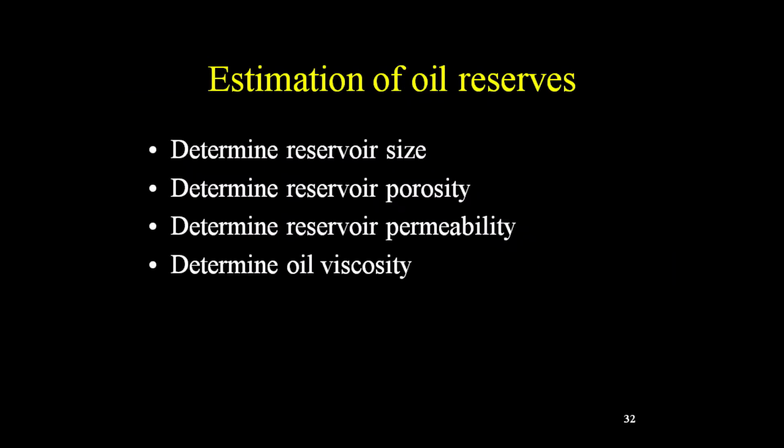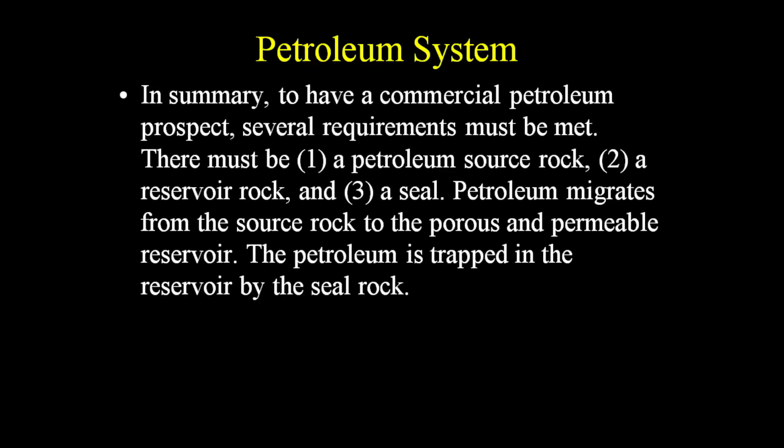So for the estimation of oil and gas reserves, you have to 1. Locate the reservoir, 2. Porous and permeable reserve rock, and 3 is optional, but you can locate the golden zone or petroleum temperature window. In summary, to have a commercial petroleum prospect, several requirements must be met. There must be 1. A petroleum source rock, 2. A reservoir rock, and 3. A seal. Petroleum migrates from the source rock to the porous and permeable reservoir. The petroleum is trapped in the reservoir by the seal rock.